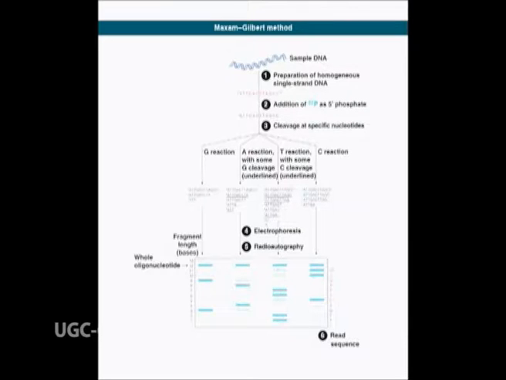4 base-specific chemical samples are produced. To visualize the fragments, the gel is exposed to X-ray film for autoradiography, yielding a series of dark bands, each showing the location of identical radio-labeled DNA molecules.